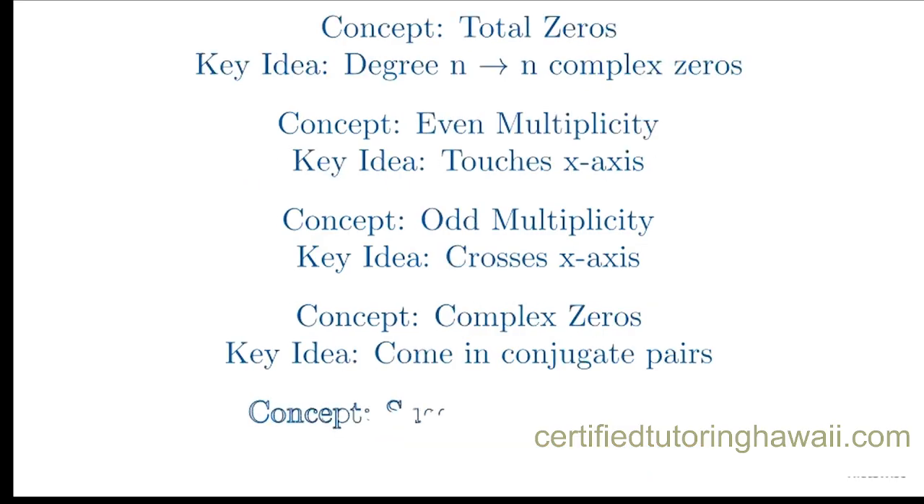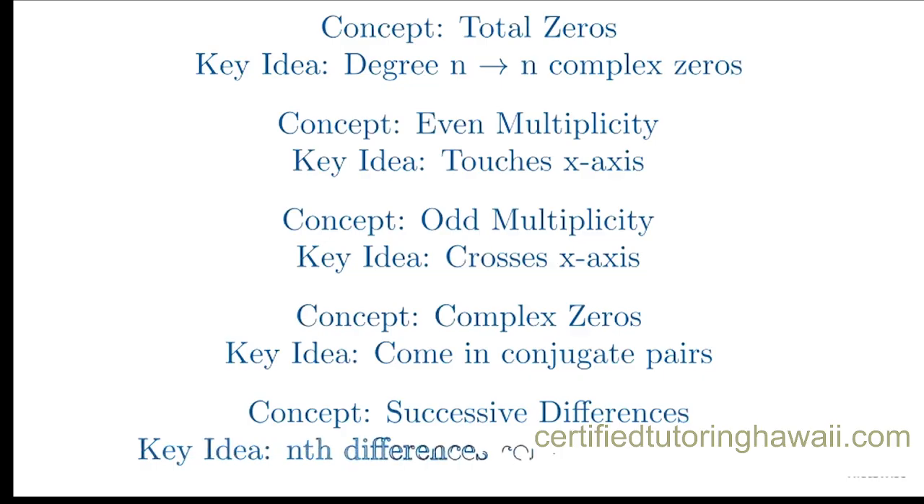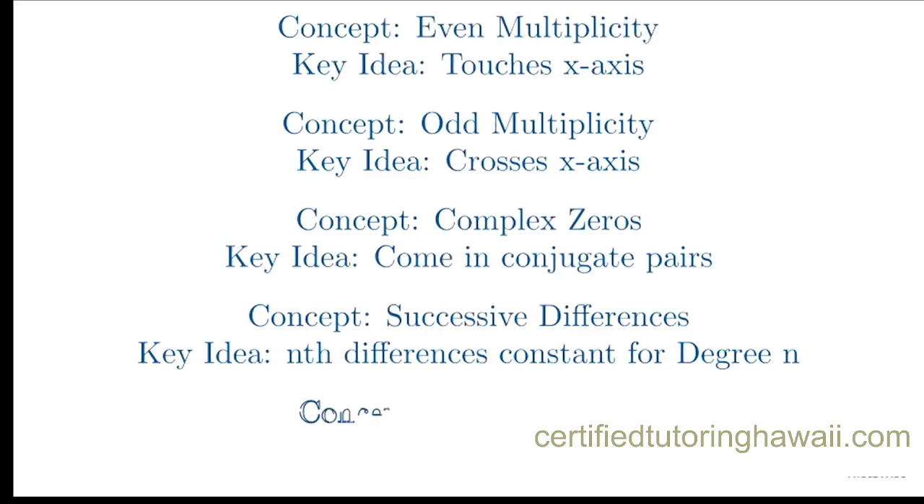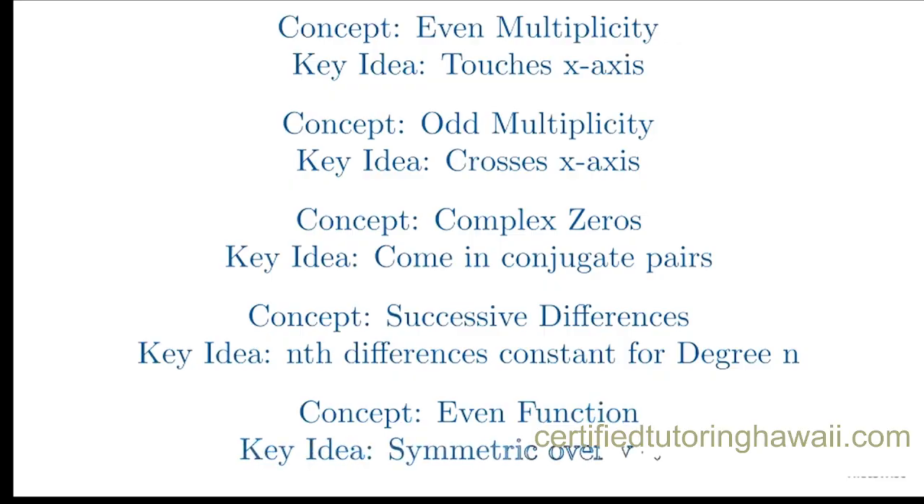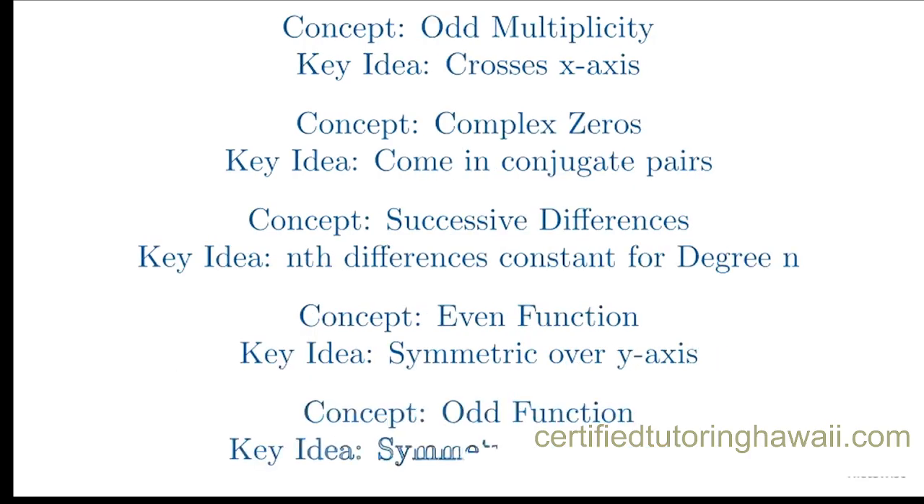Fifth, successive differences allow us to determine the degree of a polynomial, with the nth differences being constant for a degree n polynomial. And finally, we learn to test for symmetry. Even functions are symmetric about the y-axis, while odd functions are symmetric about the origin. Mastering these concepts will greatly enhance your ability to understand, analyze, and sketch polynomial functions in AP Precalculus.